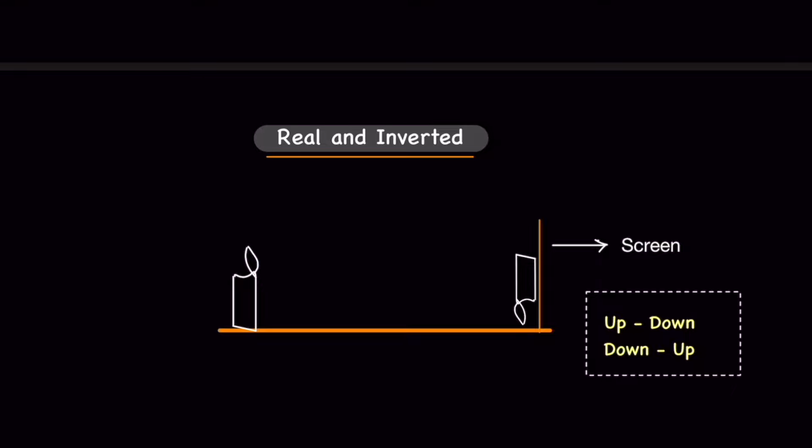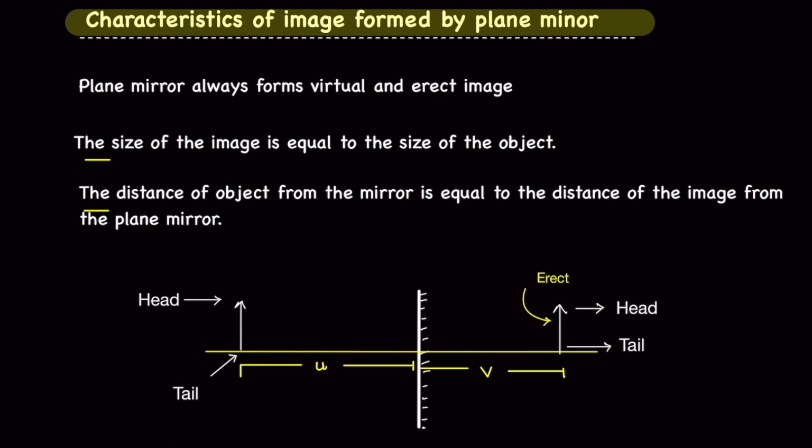Now we will study about the characteristics of plane mirror. So the first characteristic of the plane mirror is that a plane mirror always forms a virtual and erect image. This I just explained to you. Second, the size of the image is equal to the size of the object. If the object is 5 centimeter in height, the image will also be 5 centimeter in height.